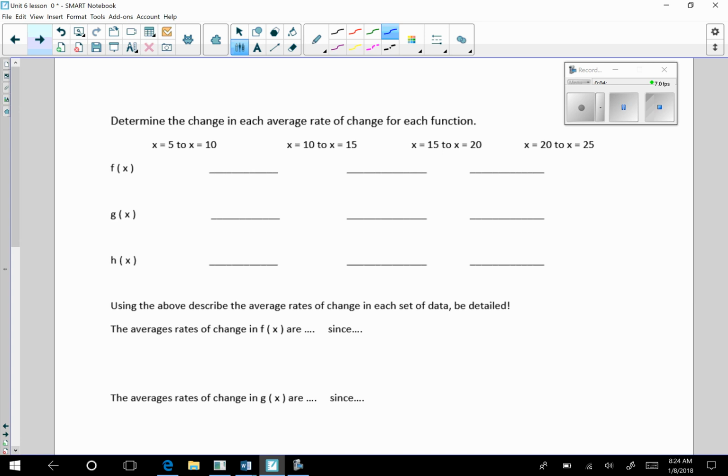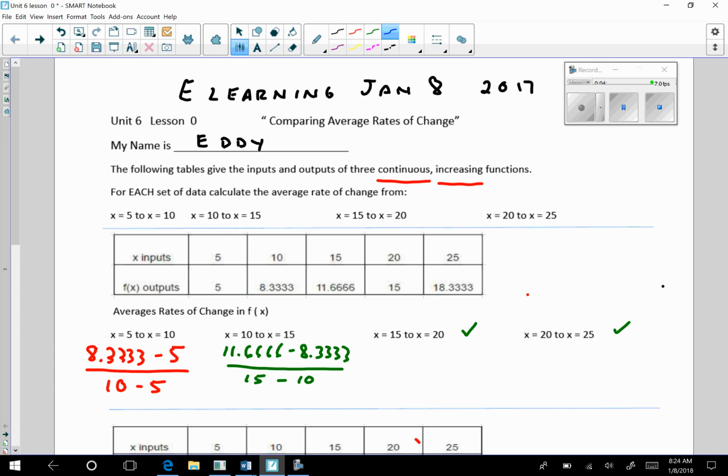So here I want to determine the change in each average rate of change for each function. If I want this number right here, this number is going to be the change in the average rate of change in f from x equals 5 to x equals 10, to x equals 10 to x equals 15. Let's see where we're going to get those numbers. It's going to be the difference in these 2 values.